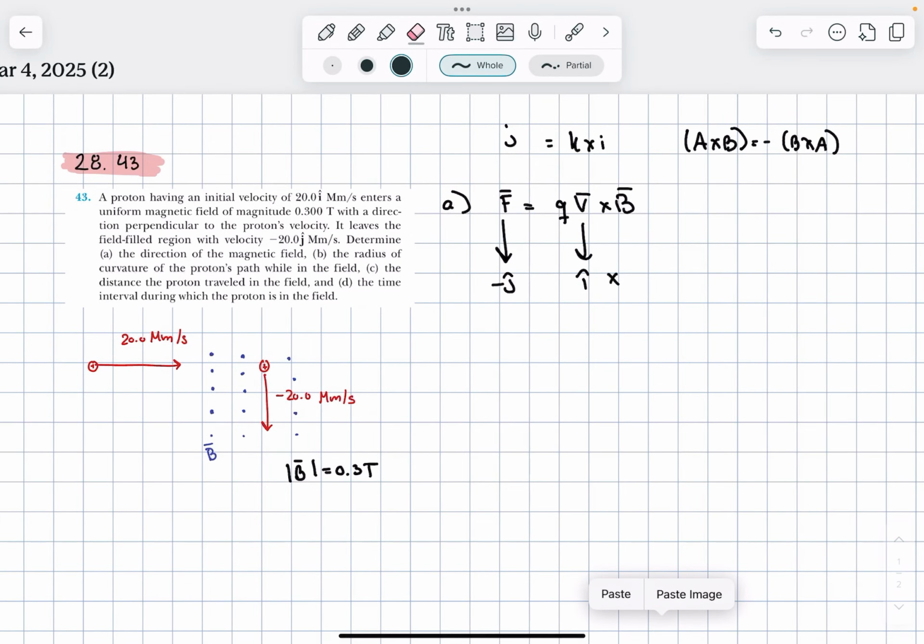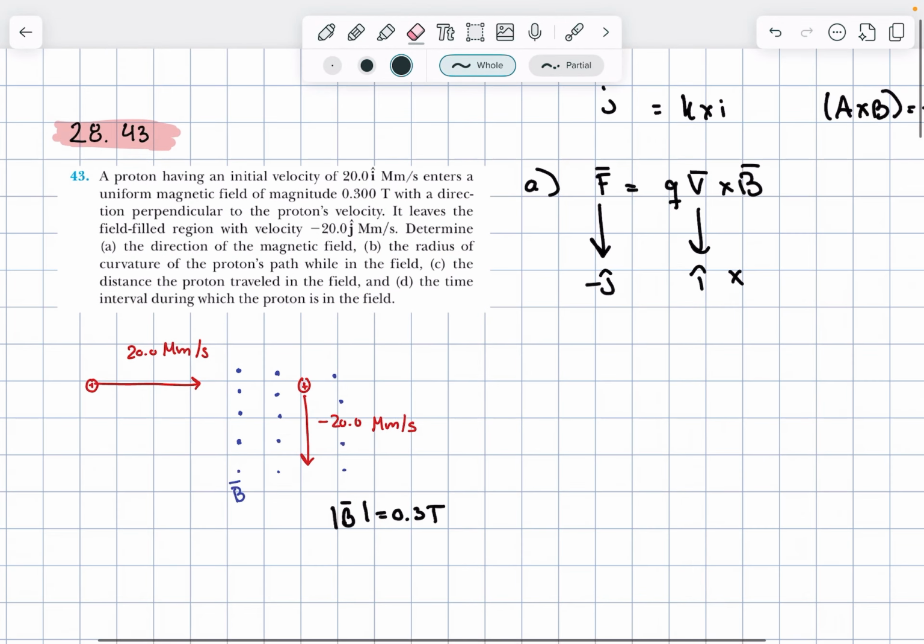This is our first problem for our magnetic field, problem 28.43. We are told that a proton has an initial velocity of 20 in the i-hat direction, and the velocity has units of meters per second. That big M is saying times 10 to the 6. So we have this as our initial velocity going in the i-hat direction.